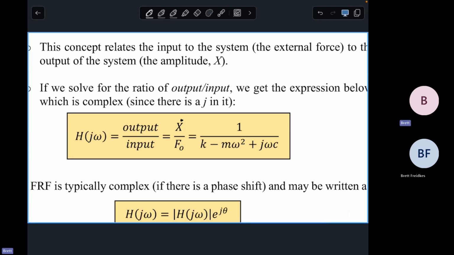So the output of the system is x, while the input of the system is the force. That makes sense. The force is causing the motion. That's the input. The output is the amplitude. That's x. Is that okay?